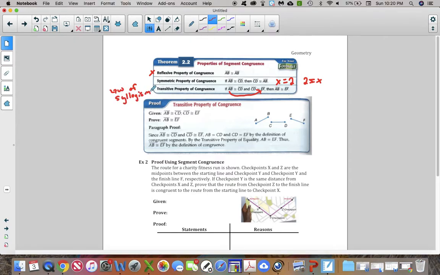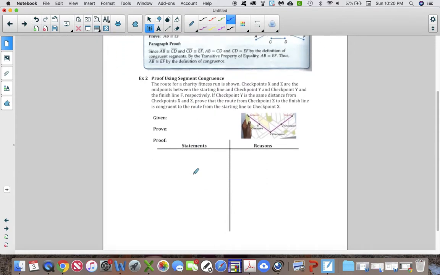Syllogism. I know we talked about this in section 4. But the law of syllogism is exactly what the transitive property is. P goes to Q and Q goes to R means that P goes to R. That's what the transitive property says. So this is just illustrating that it also works when we're talking about congruent segments.